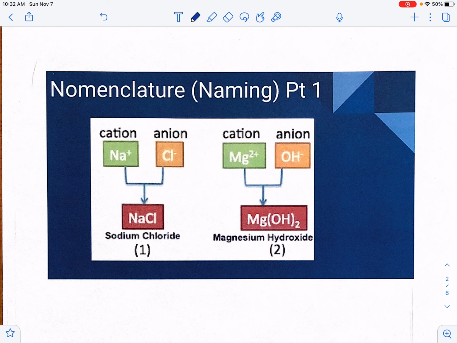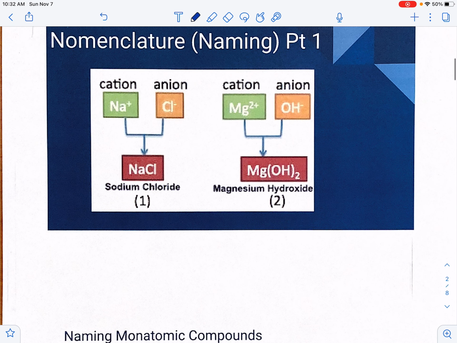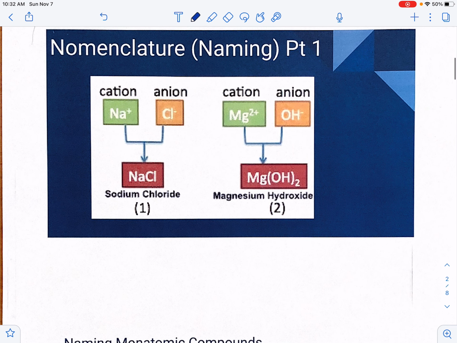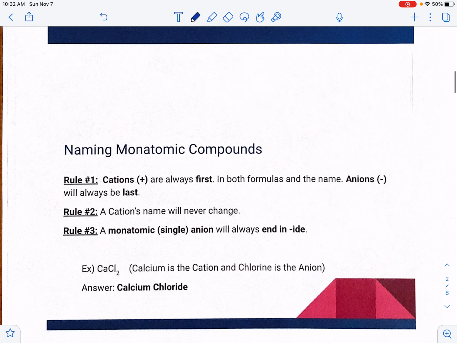All right, so in this video, we're going to go over basically naming and transition metals. So nomenclature, if you see the term nomenclature, that just basically means naming. So we're going to go over how we actually, once we write those compounds like we did in that last video, how we actually properly name them.